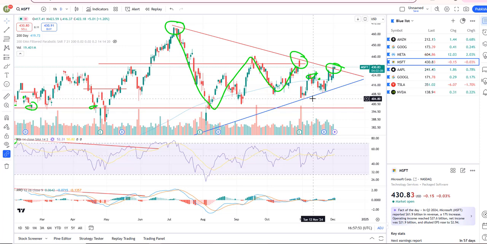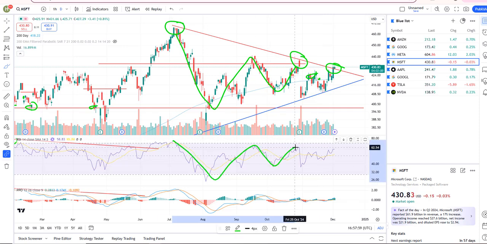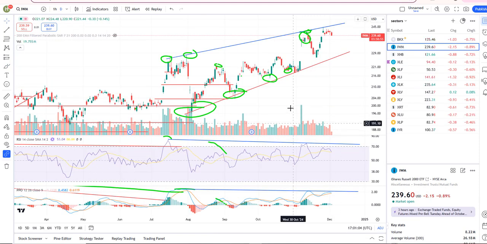Symmetrical triangle. Momentum, there's no clue here in terms of momentum. Momentum is also compressing. So we need to see which way this breaks, and there's really no clue. It's kind of a 50-50. So depending on which way this breaks, that will be a clue on where the market breaks as well.